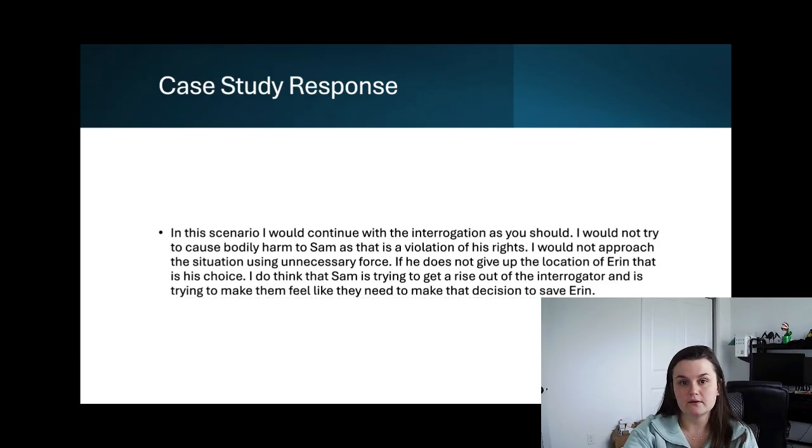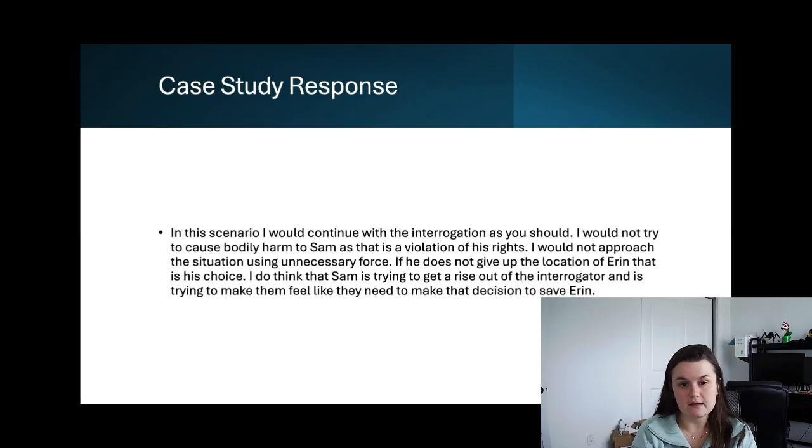In this scenario, for my response to the case, I would continue with the interrogation as they should have. I would not try to cause bodily harm to Sam, as that would have been a violation of his rights. I would not approach the situation using unnecessary force. If he does not give up the location of Aaron, that is his choice.